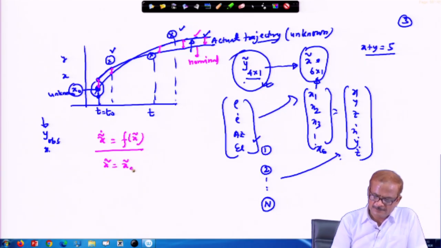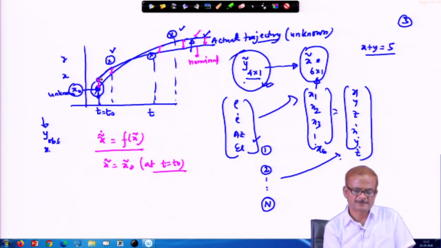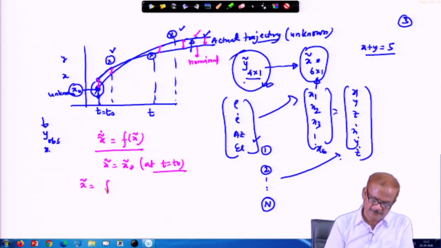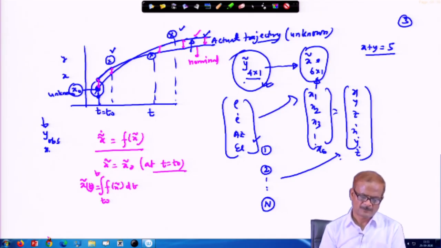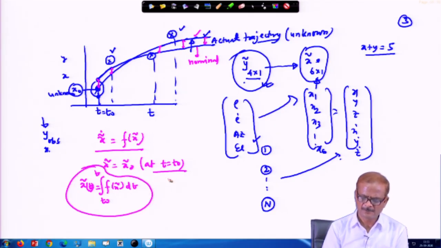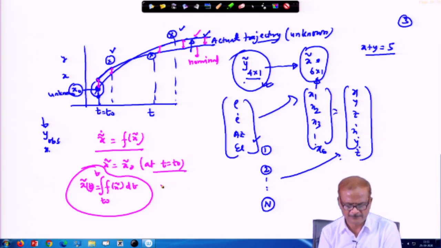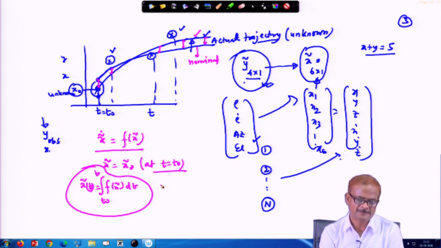tilde equals x tilde 0 at t equal to t 0. If we assume that this is available from the inertial navigation system, then we can propagate it. This can be done using x tilde dot equals f of x tilde, integrating dt from t 0 to t. So, this gives you x of t. And it is very simple in MATLAB, you have the Runge-Kutta scheme, so you can use that, or if you are looking for very accurate results, then there are many other methods which can be used for doing the precise integration.